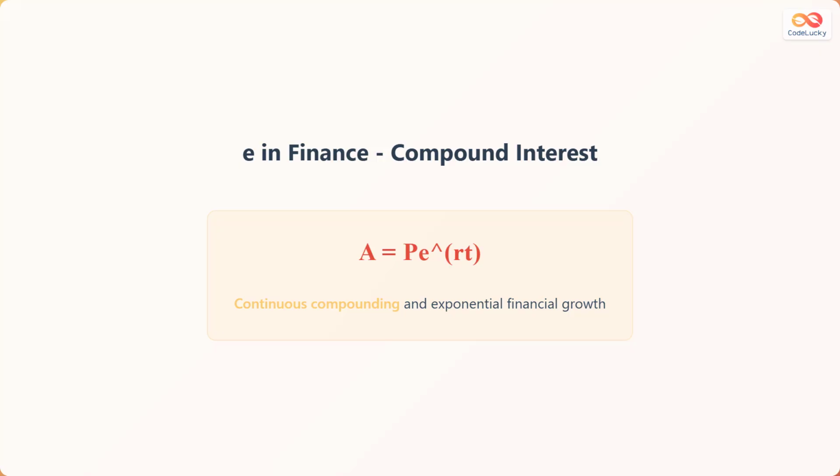In finance, Euler's number is used to model continuous compounding. The formula for continuous compounding is given by A = P times e raised to the power r times t, where A is the final amount, P is the principal amount, r is the interest rate, and t is the time period. e helps in understanding exponential financial growth.